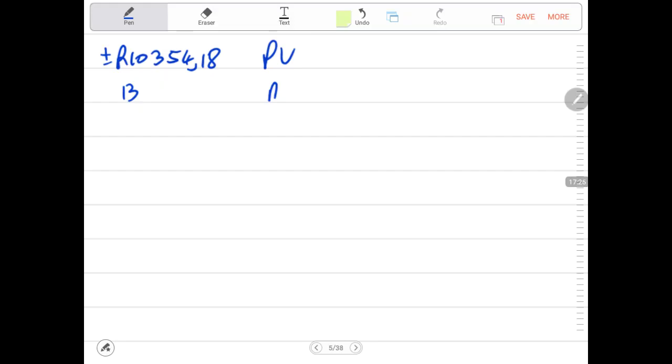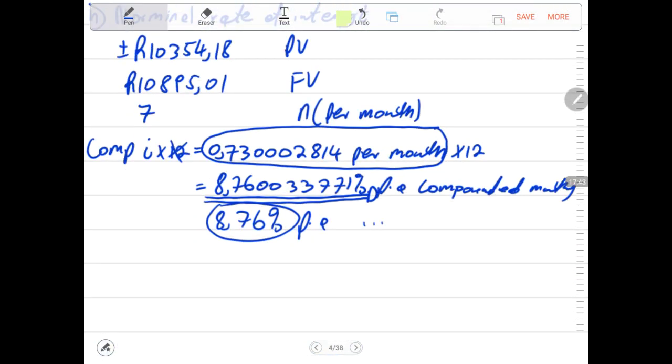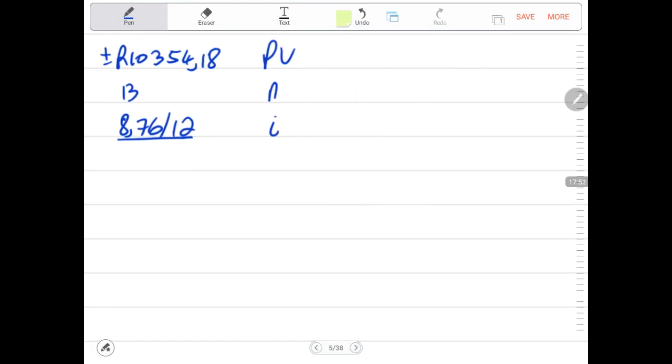So n is 13. Then our I is 8.76 divided by 12. Remember, if we divide this by 12, what do we get? We get 0.73 per month. Do you see now? Meaning our interest is now per month.